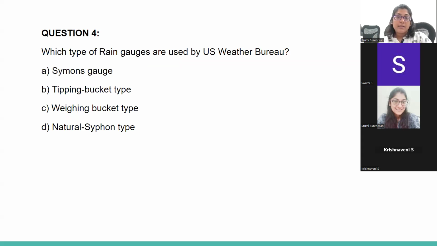Now, which type of rain gauges are used by the US Weather Bureau? Are they Simon's gauges, tipping bucket type, weighing bucket type, or the natural siphon type?